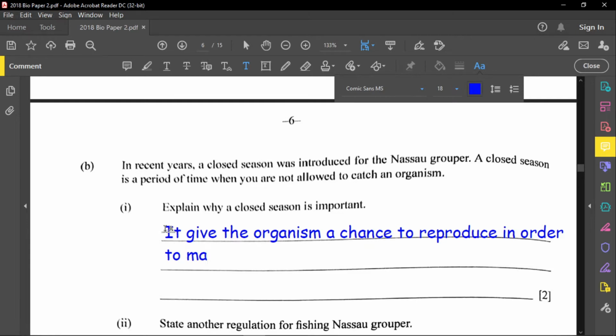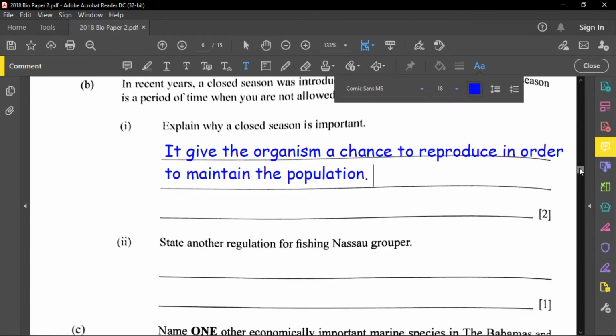Okay, maintain the population. Because if you do not do this, then you just catch right through the years. Then what may happen is that you catch more than what can be reproduced, and then eventually the organism may become extinct. So you can also say this will prevent extinction. You can add that as well. So: maintain the population, preventing extinction. Okay, great.